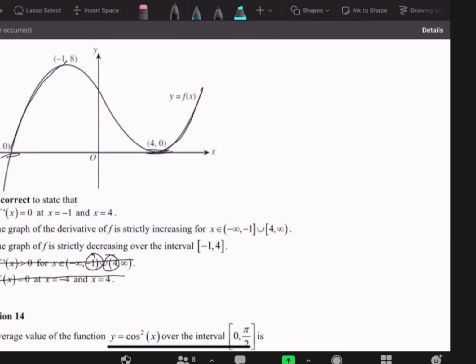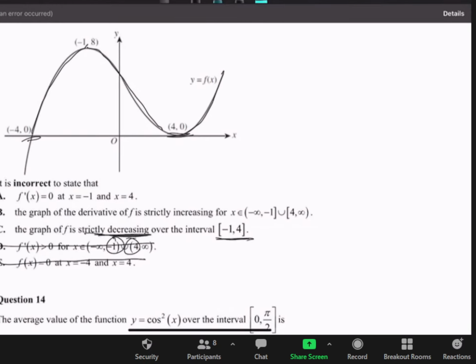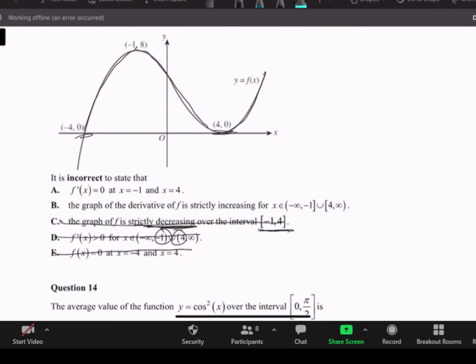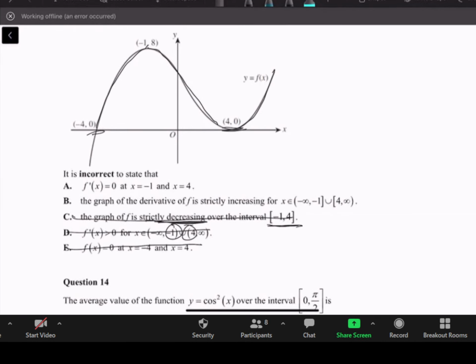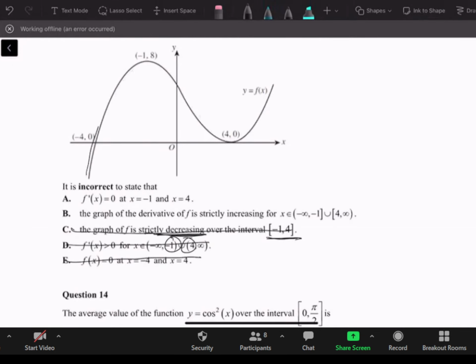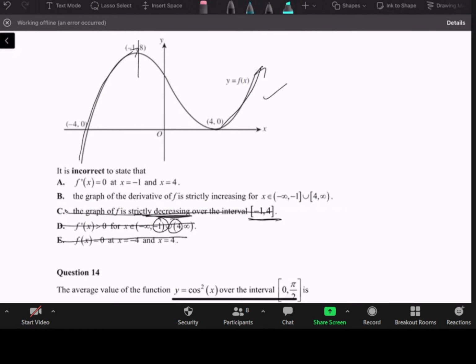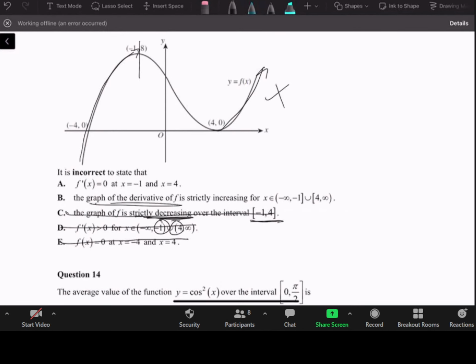Strictly decreasing, so it's going down, it's decreasing. And it's including the endpoints, and that's appropriate for the strictly decreasing part. So it's not C because that's also true. Next, the graph of the derivative of f is strictly increasing for this. You might think this is true because it looks like it's increasing from negative infinity to -1 and -4 to 0. It's increasing, yeah, but it's not, because it's the graph of the derivative of f, not just the graph of f.